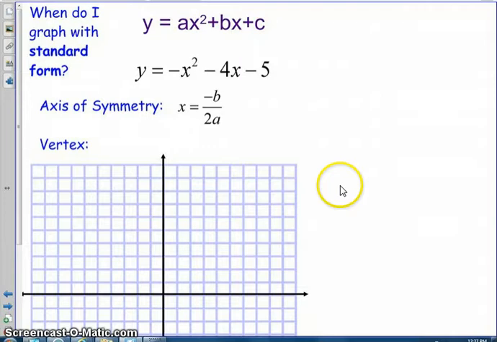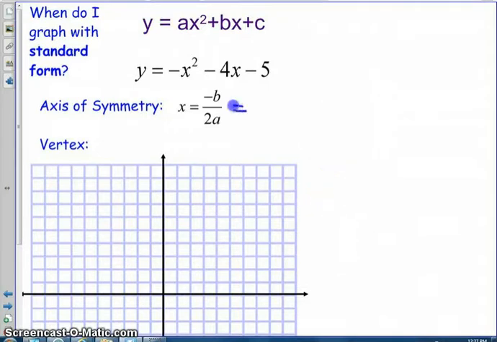All right, we're in standard form, and standard form is when the equation is given to you as y equals ax squared plus bx plus c. Here's an example: y equals negative x squared minus 4x minus 5. Your first step is to find the axis of symmetry. In this particular problem, I'm going to work to find the axis of symmetry.